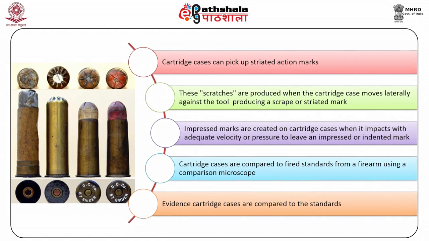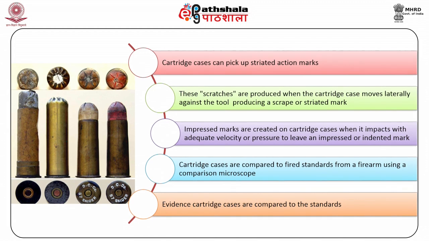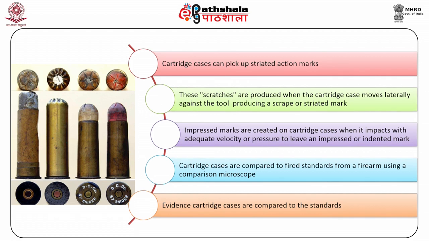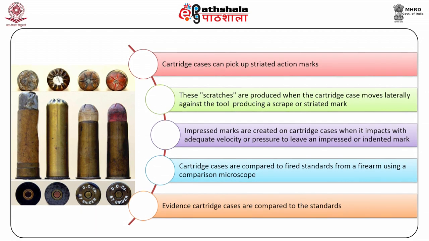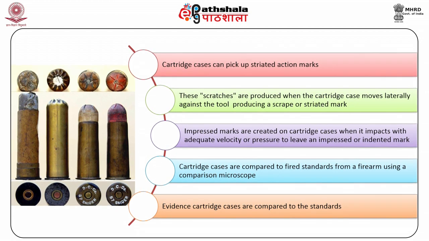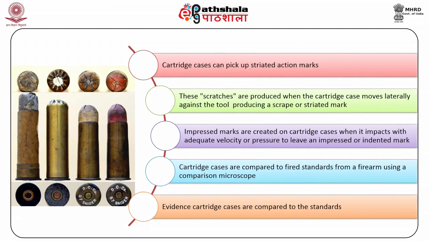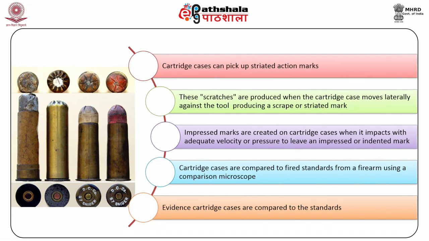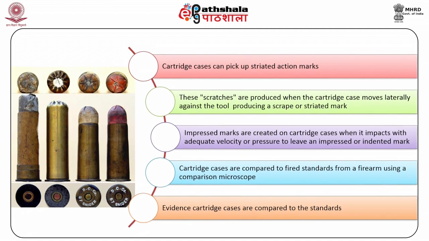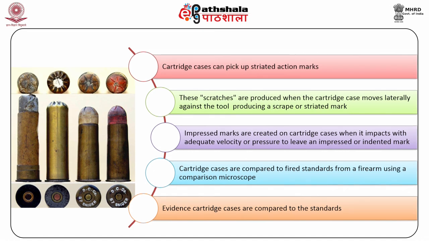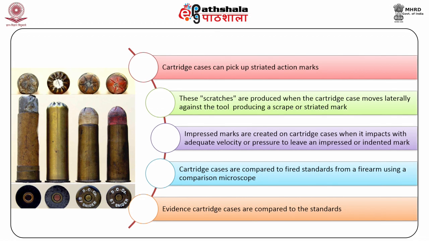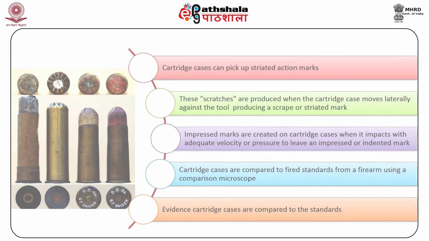Cartridge cases are compared to fired standards from a firearm using a comparison microscope, as described in the bullet identification. Standards are first examined to determine what marks, if any, the firearm is consistently reproducing. Evidence cartridge cases are then directly compared to the standards to see if they are also similarly marked.